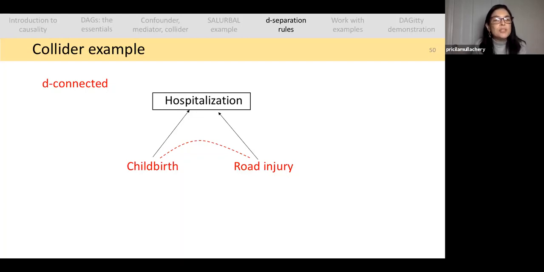Because every time I know somebody was hospitalized for a road injury, they obviously were not also hospitalized for the delivery of a child. So you are hospitalized for either one or the other.